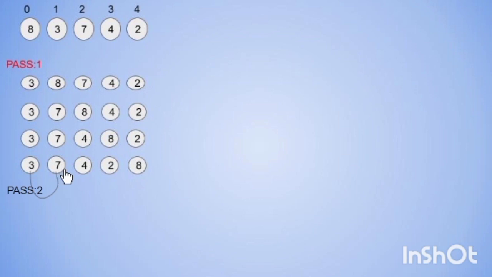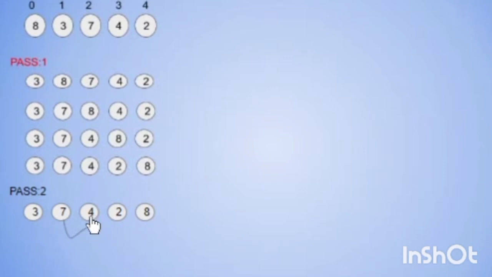Compare 3 and 7. Is the right side element smaller than the left side element? No, it is not. So we will move ahead. All elements remain in the same position. Now check the next two elements, 7 and 4. Is 4 smaller than 7? Yes, 4 is smaller than 7. So we will swap them. 4 will come here and 7 will come here.